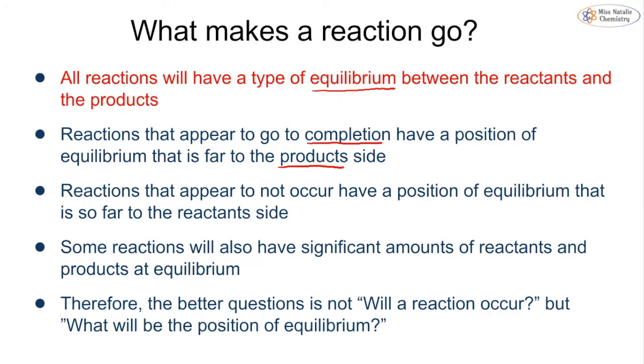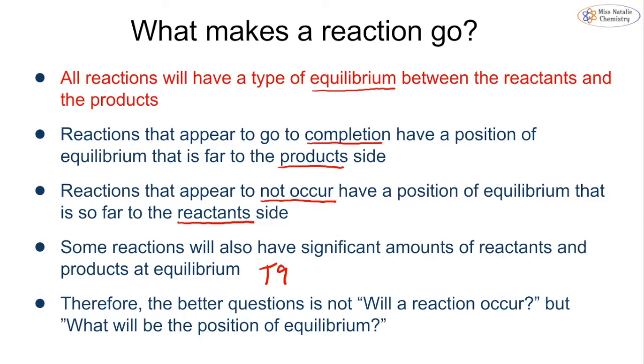Whereas some reactions have a position of equilibrium that is so far to the reactant side, it looks like they don't actually happen. Now, we know that some will have a position where we get a significant amount of both reactants and products. These are the ones that we've met before in topic 9. But we need to understand that all chemical reactions are a form of equilibrium.